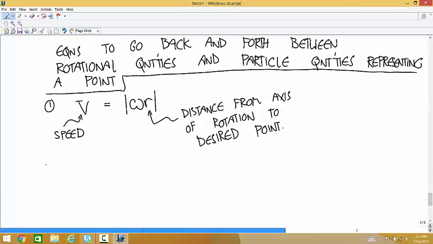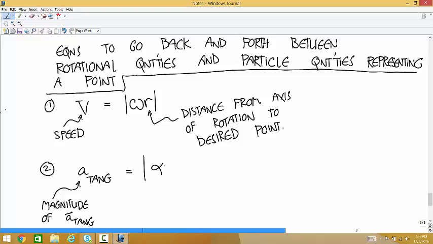And then the second equation gives the magnitude of the tangential acceleration. So this is the magnitude of a tangential, and it's equal to the absolute value of the angular acceleration times that same r. So that r is still the distance from the axis of rotation to the point you care about.